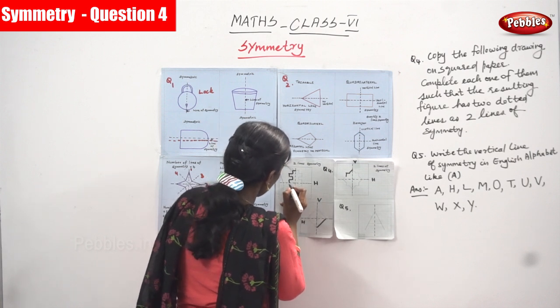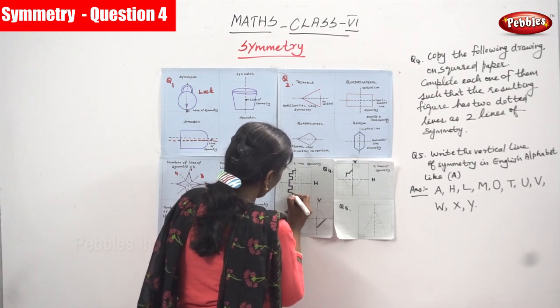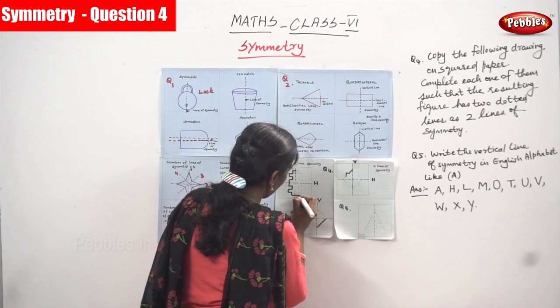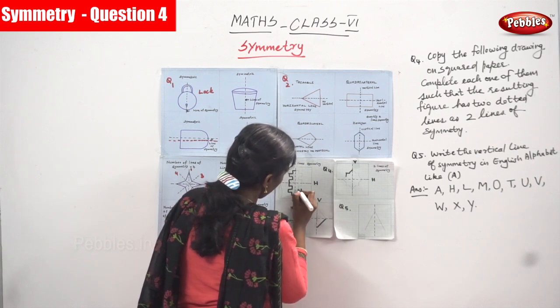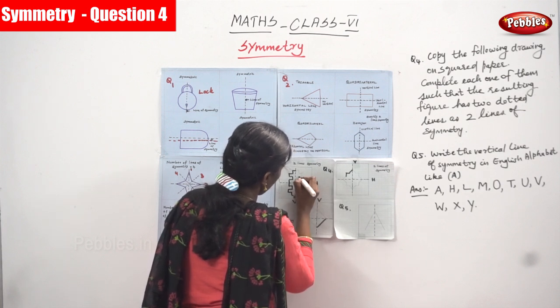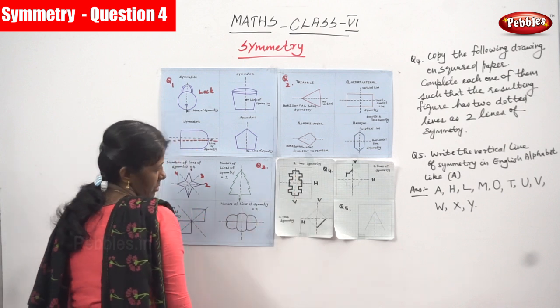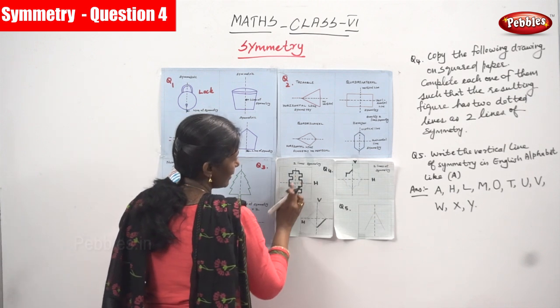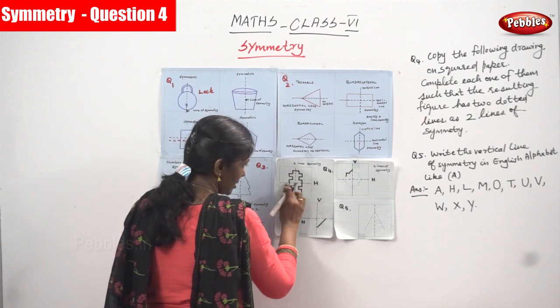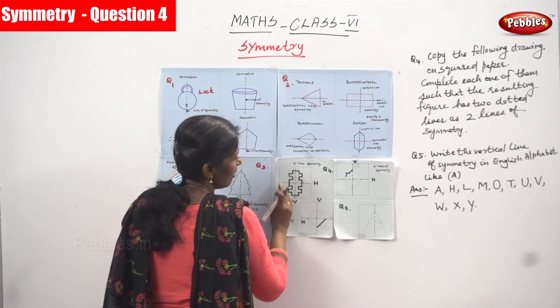I just copy the diagram as it is with the help of the two lines of symmetry. So this is the diagram, you can get it. With the help of two lines of symmetry, the horizontal line and the vertical line. So this is a two-line symmetry. With the help of two lines of symmetry, we complete the picture.